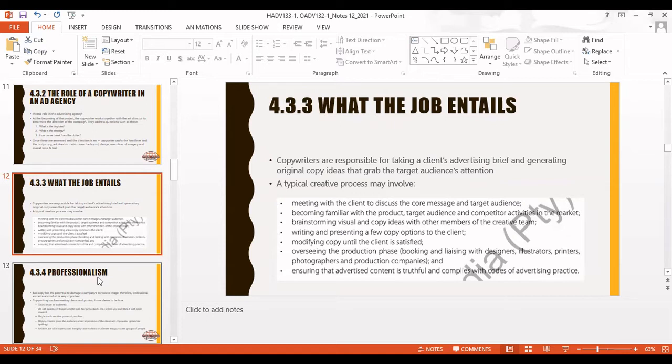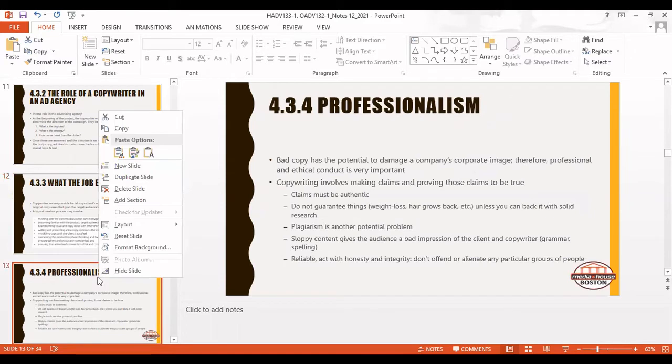Then you have to ensure that the advertised content is truthful and complies with the codes of advertising practice. Remember, in advertising, you don't tell lies. You have to be truthful and you have to comply with the codes of advertising practice. Just like here in South Africa, we are guided by the Advertising Standards Authority, which is a body that regulates advertising here in South Africa. Then also there's an element of professionalism.